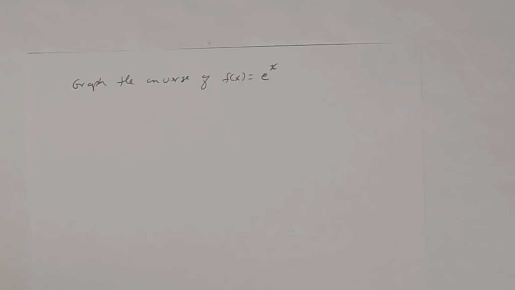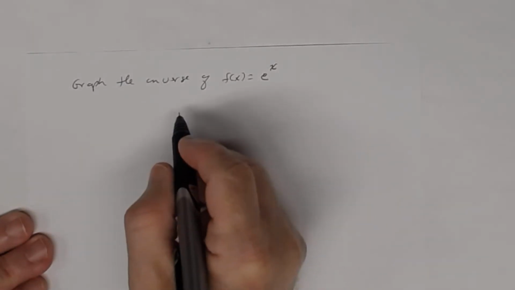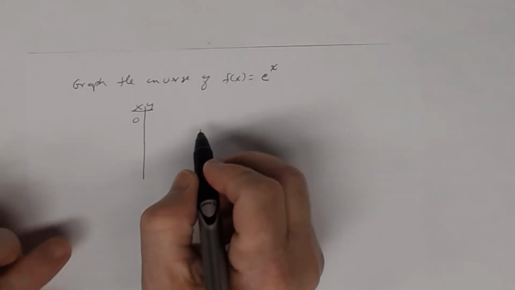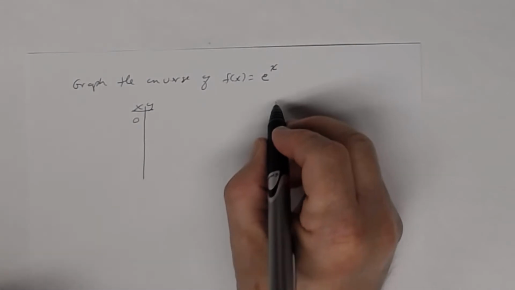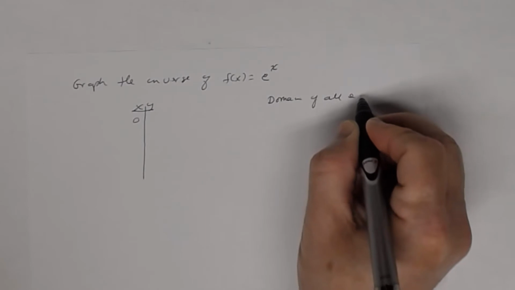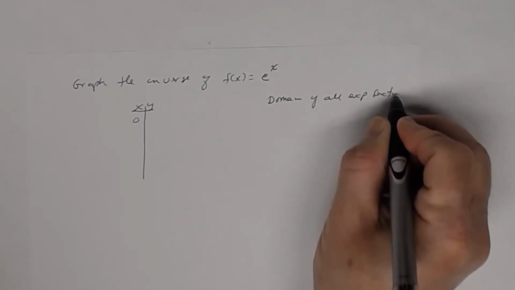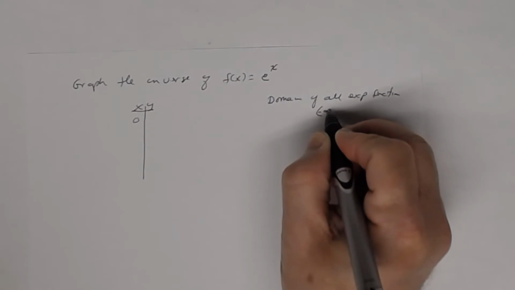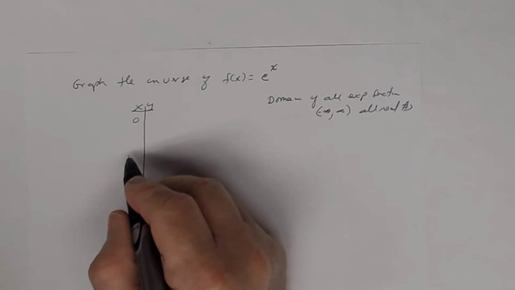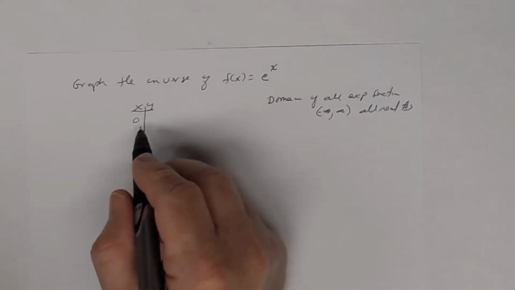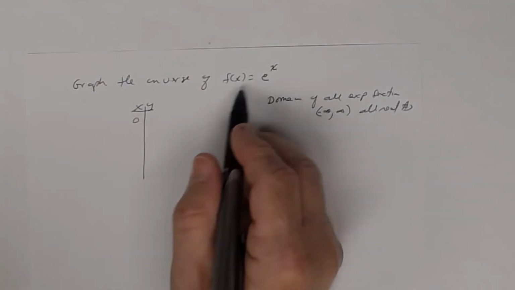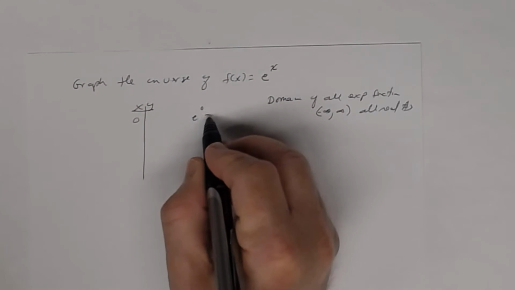All right, to graph this, let's go ahead and plot some points. If x is 0, that's always the easiest to use. Remember, the domain of all exponential functions is all real numbers, negative infinity to infinity. So I can use any number for x, and 0 is in there. So always use 0 when dealing with an exponential. If x is 0, I get e to the 0, which we know is 1.